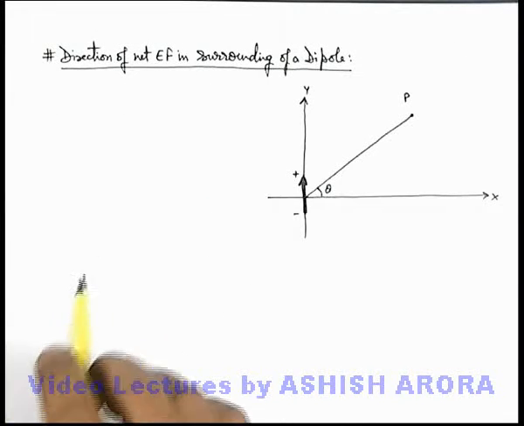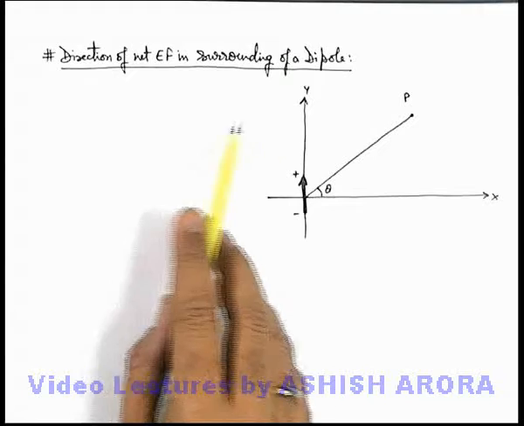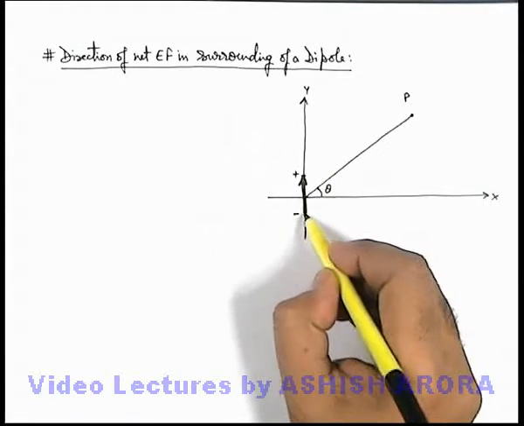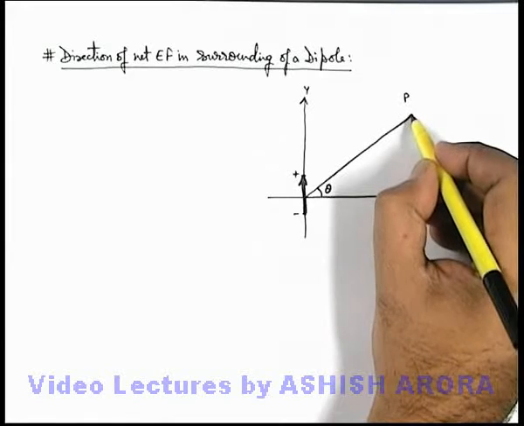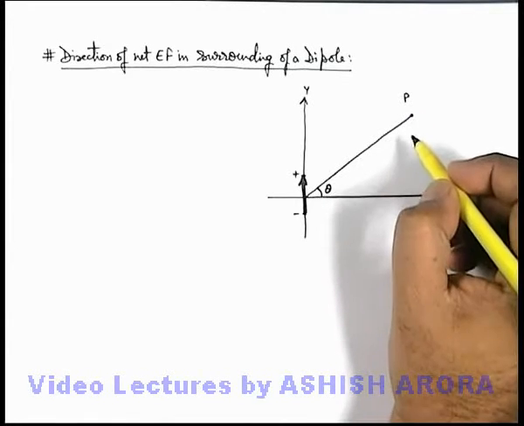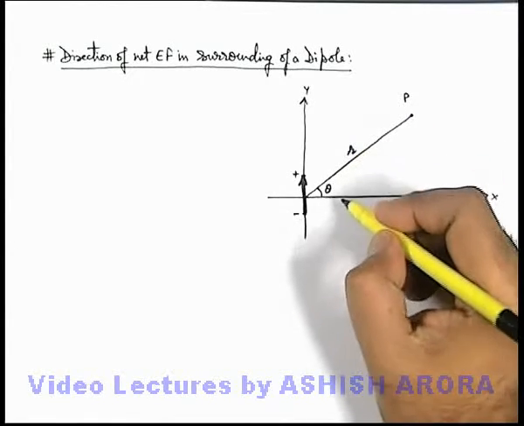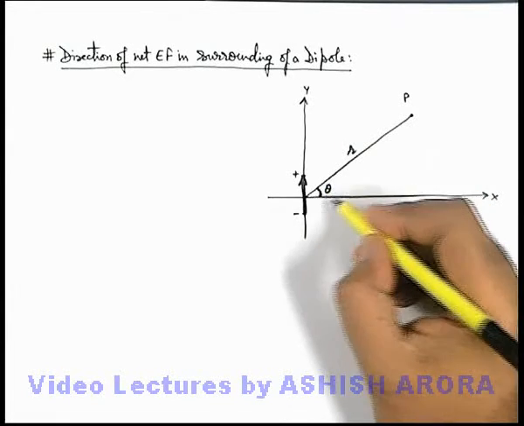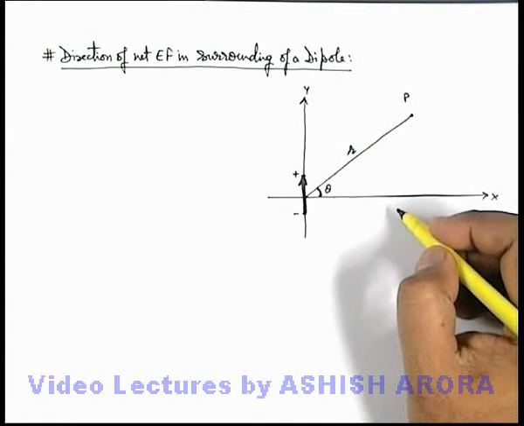Let's continue with the direction of net electric field in the surroundings of a dipole. Here you can see this is a dipole and we wish to calculate the net electric field at a point P located at a distance r from the center of the dipole and at an angle theta from the equatorial line of the dipole.